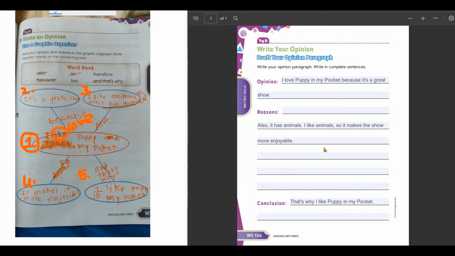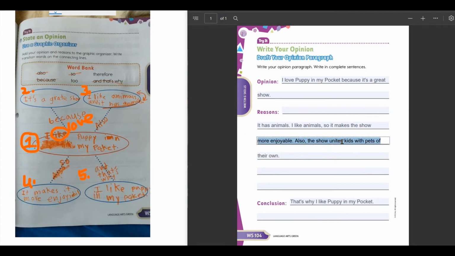Okay, I'm sorry, I keep getting interrupted. So I just thought of another sentence to add here. So maybe instead of "also it has animals, I like animals, so it makes the show more enjoyable," maybe we could take the "also" away because we're going to add "also" in a different sentence here. So maybe you could say, also, the show unites, or no, not unites pets with their owners, but the show unites kids with pets of their own. Yeah, maybe you could say that.